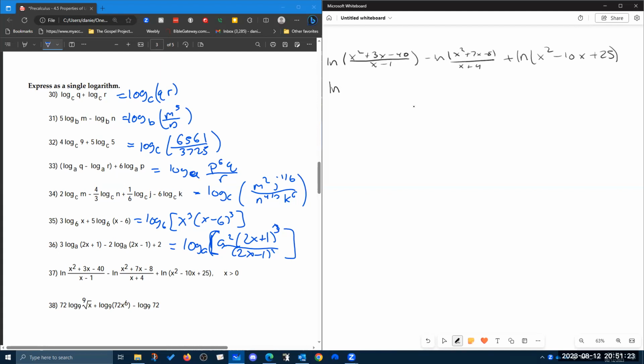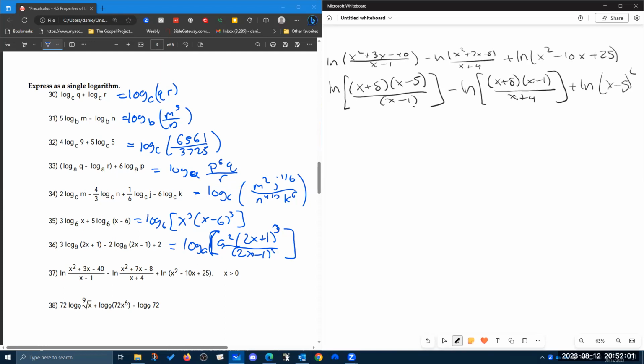So this is going to be ln of, and in my numerator is going to be x plus 8 and x minus 5 over x minus 1. And this is ln of x plus 8, x minus 1 over x plus 4. And this is ln of x minus 5 quantity squared.